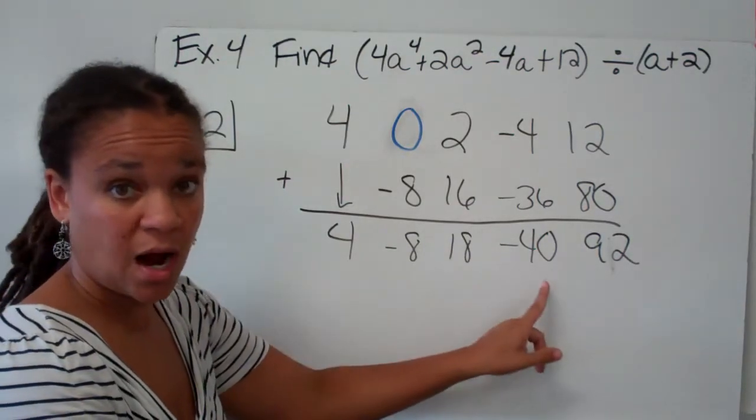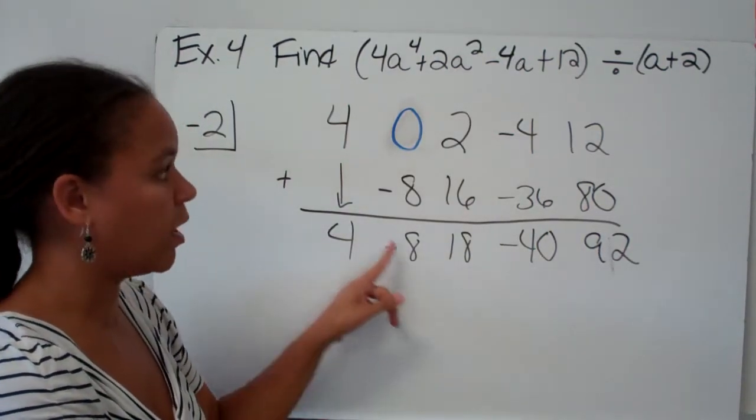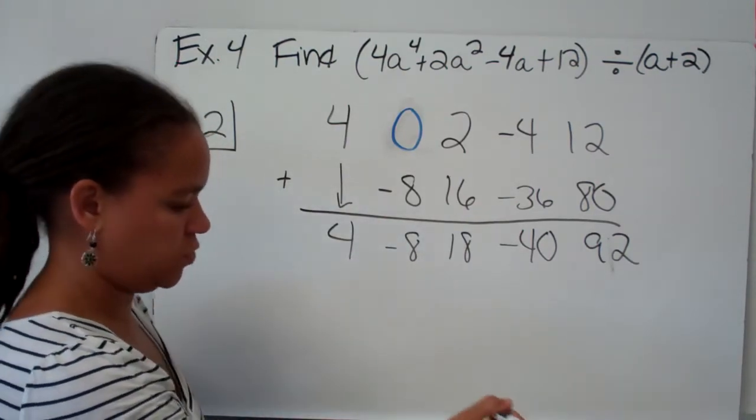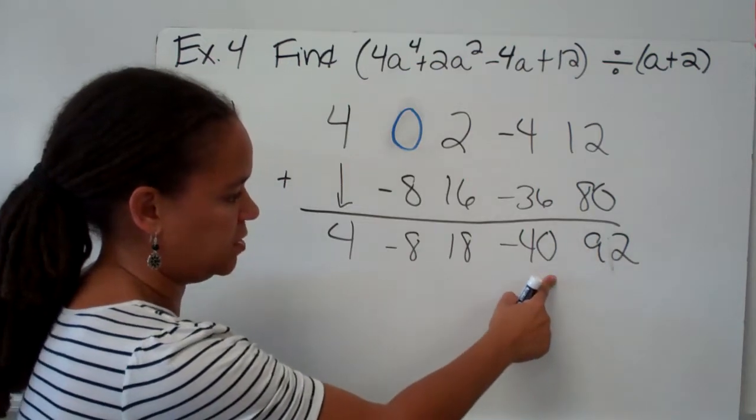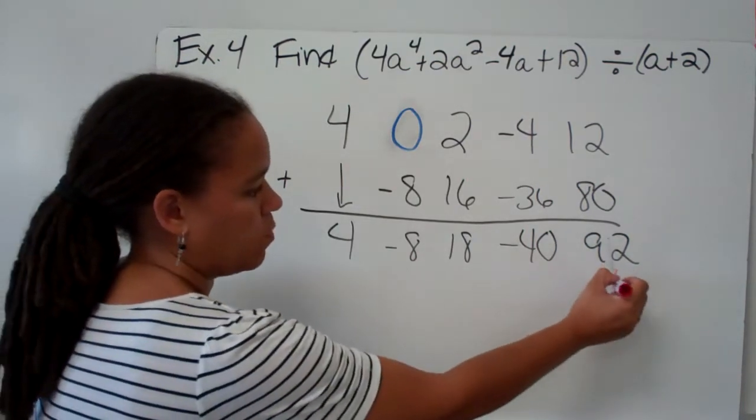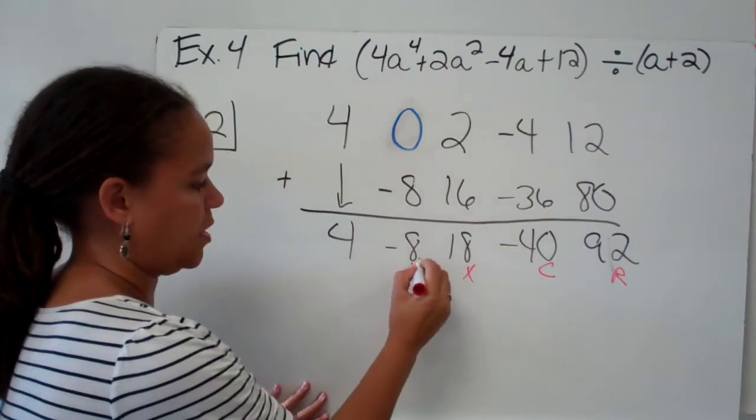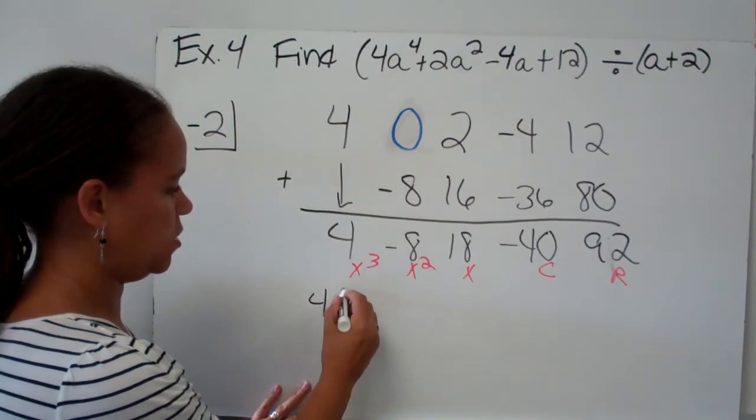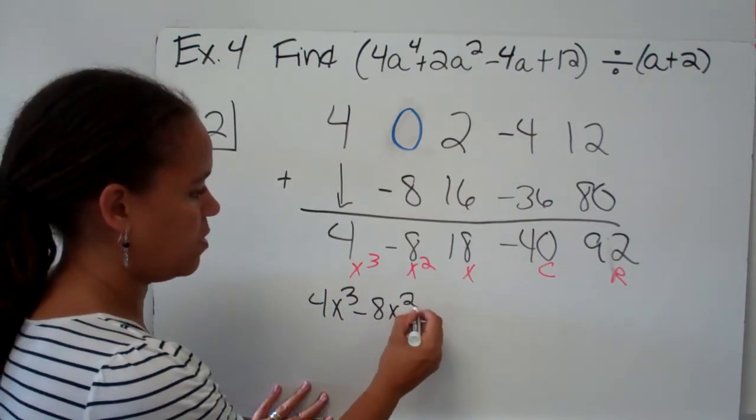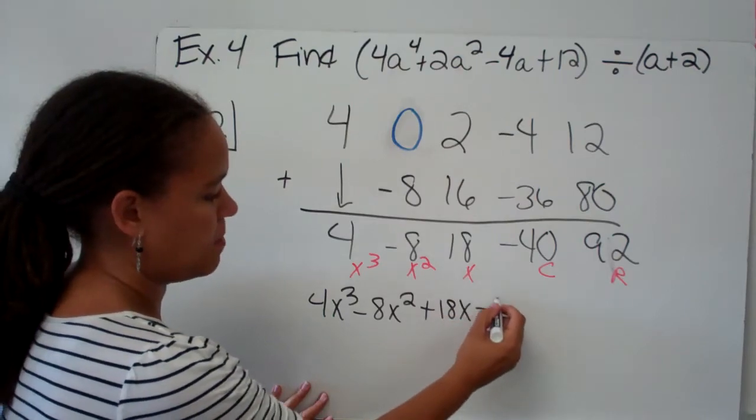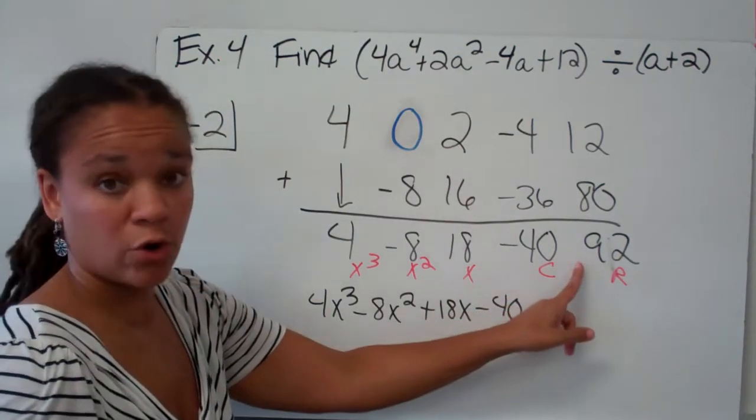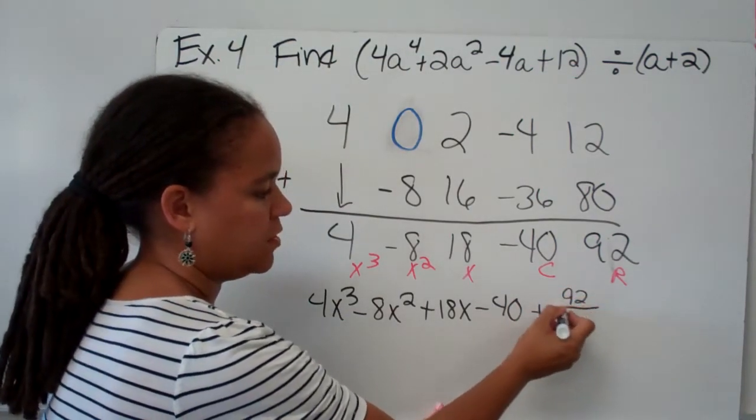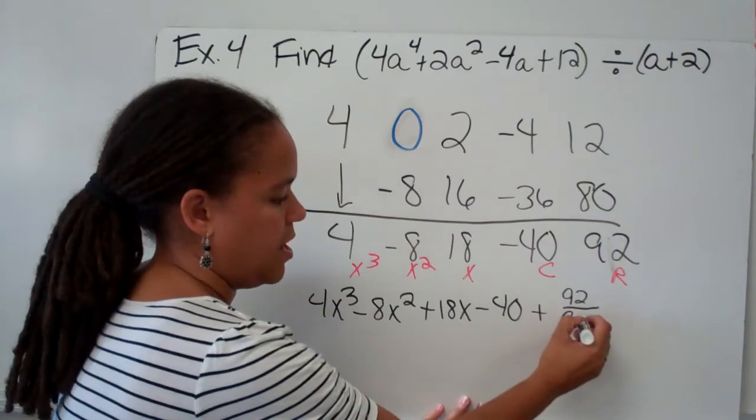We have a remainder, a constant, an x term, x squared, x cubed. So the way we would write it, this doesn't change. Remember, we'll keep this as our remainder. This is our constant. And just write them out. Remainder, constant, x, x squared, x cubed. So the final answer, 4x cubed minus 8x squared plus 18x minus 40. And the way we write our remainder, plus, since it's positive, 92 divided by a plus 2.